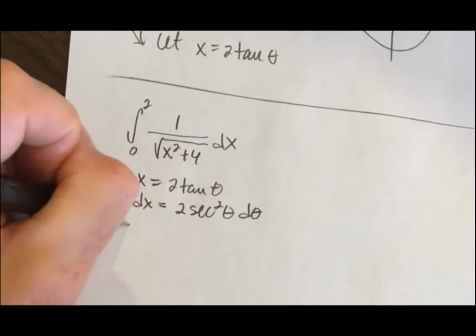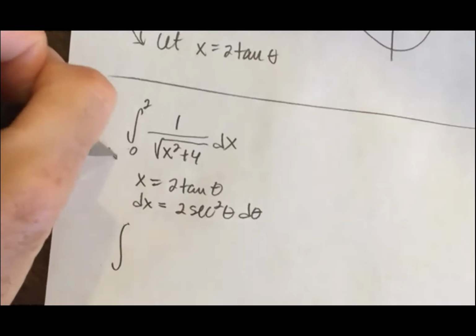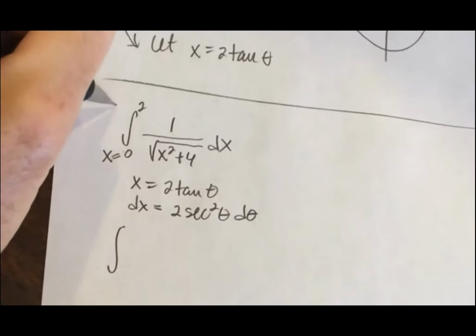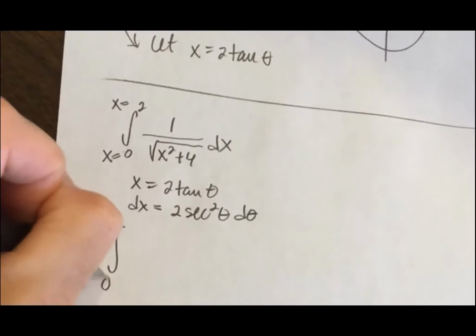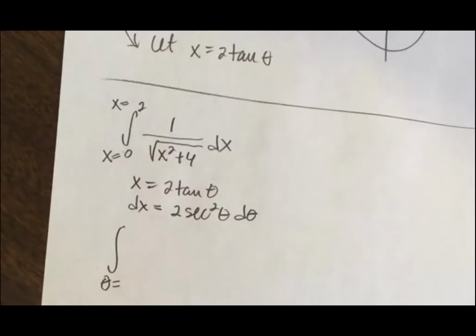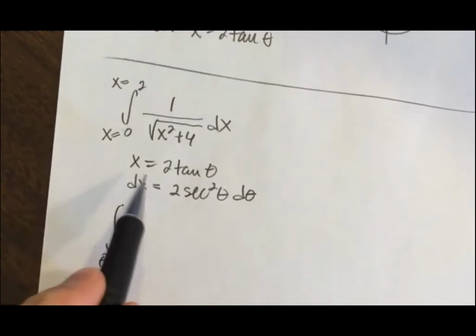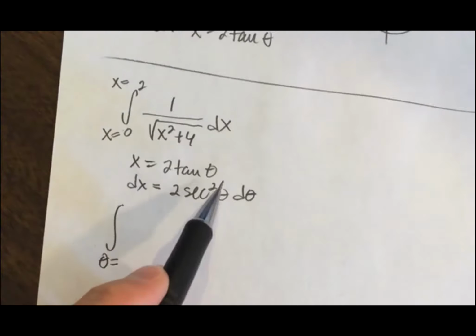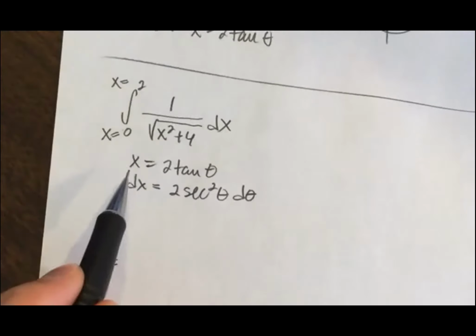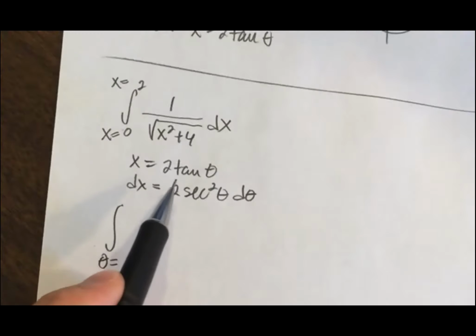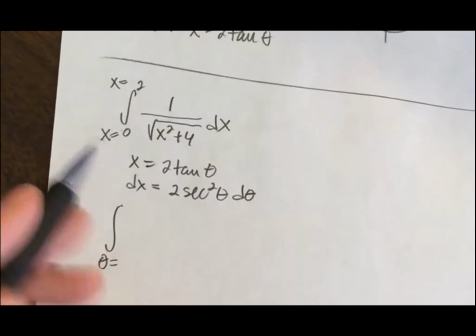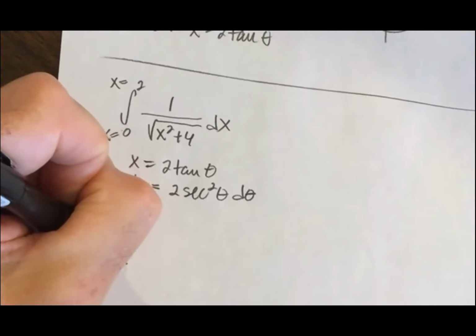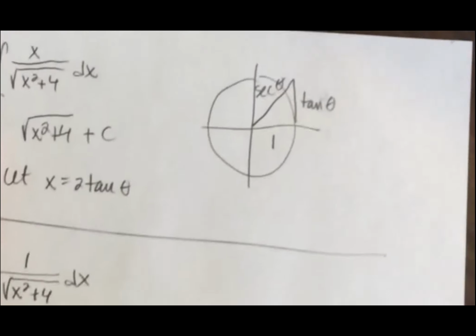So then what do we got to do? We got to sub, right? So here we go. These are x's. We want thetas. So we're going to say when x is 0, what's theta? 0 divided by 2 is 0. Do you know any angles whose tangent is 0? Yeah, it'd be 0. 0 is correct.